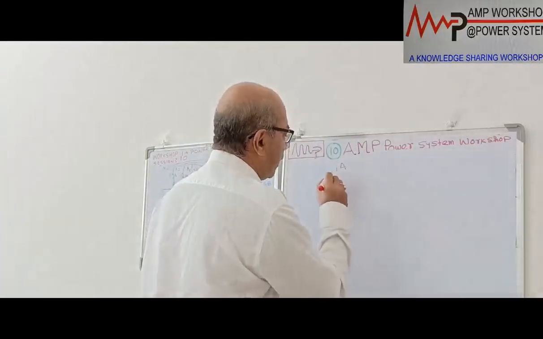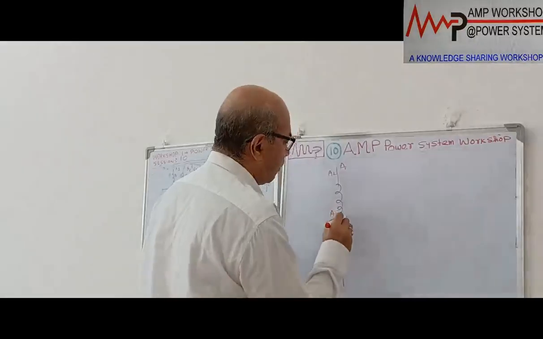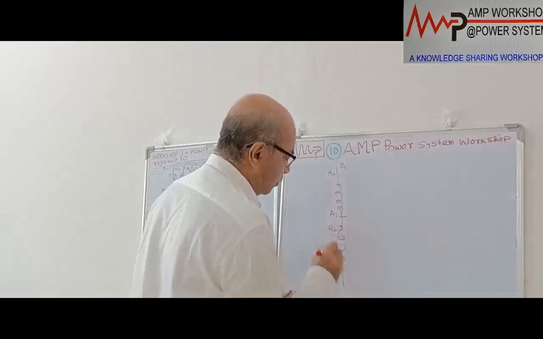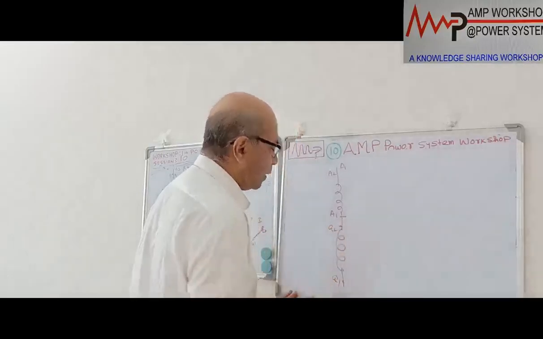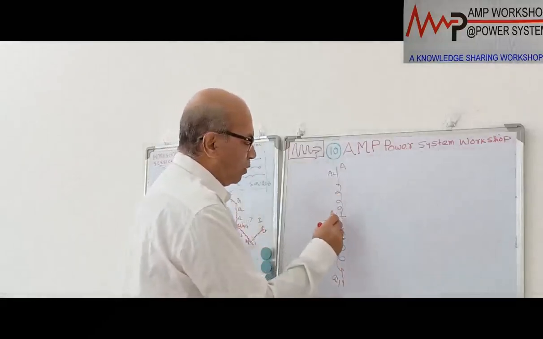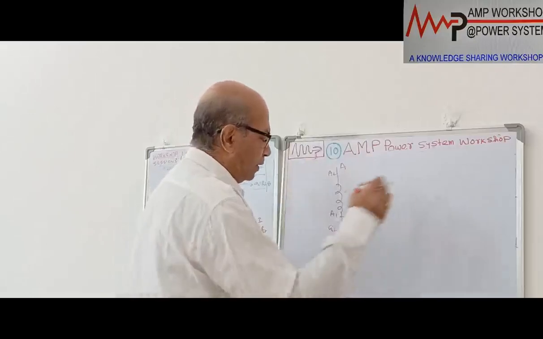Suppose this is A2, and this is A1. This is one part of the winding, and this is another part. The connection in these two parts is actually like an auto transformer with two parts. It can be said in another way. This is A phase only, and similarly B phase and C phase.